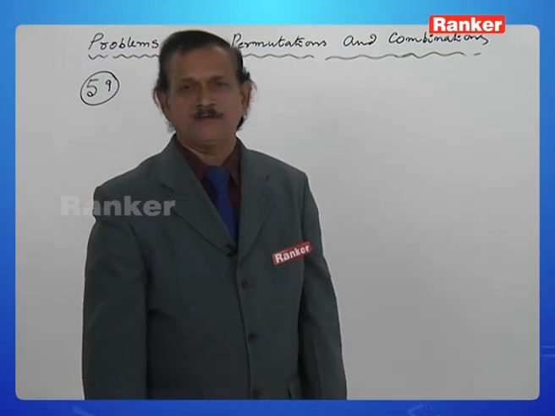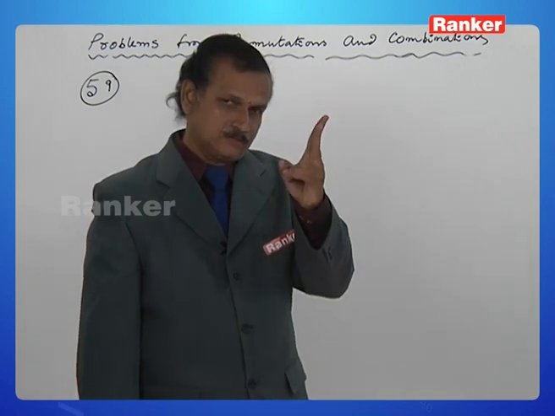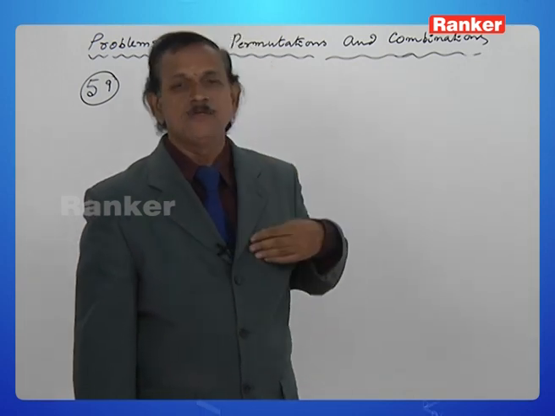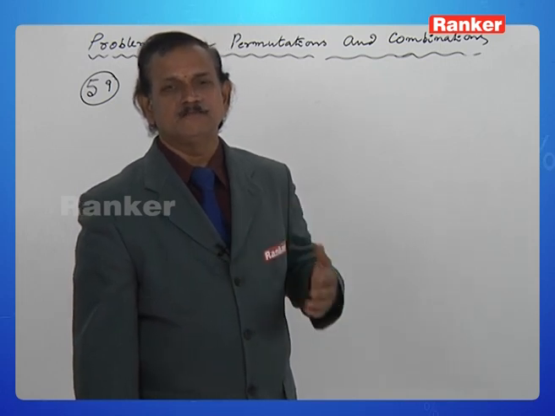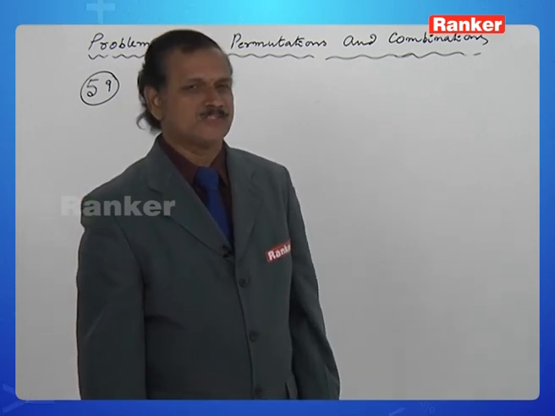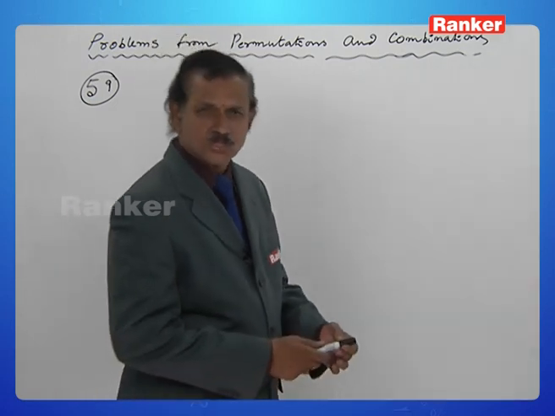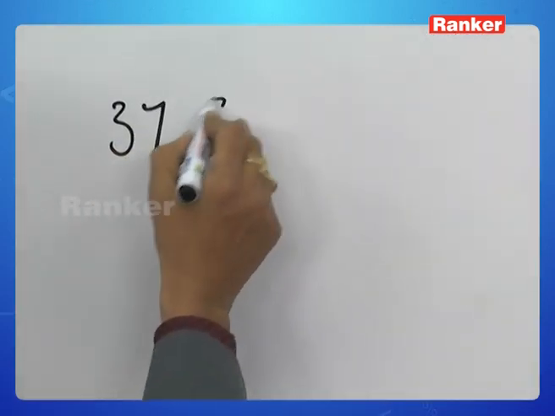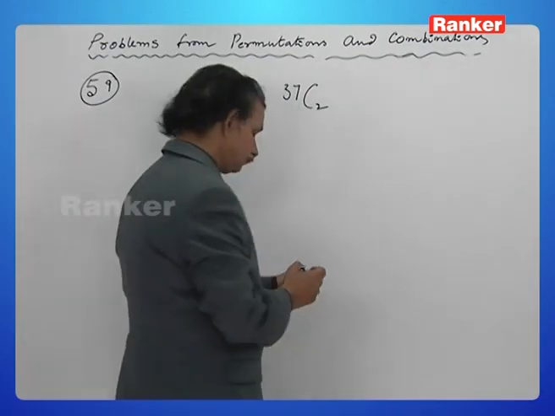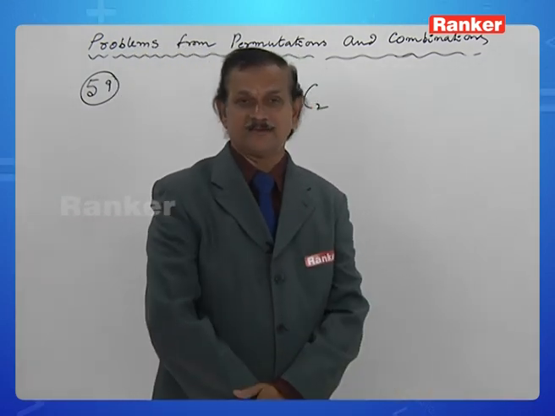So to get a point of intersection, you are supposed to select 2 lines. What is the total number of lines given? 37. Out of 37 lines, how can you choose 2 lines? 37C2. So, the total number of points is 37C2. One more thing. This is not the right answer.